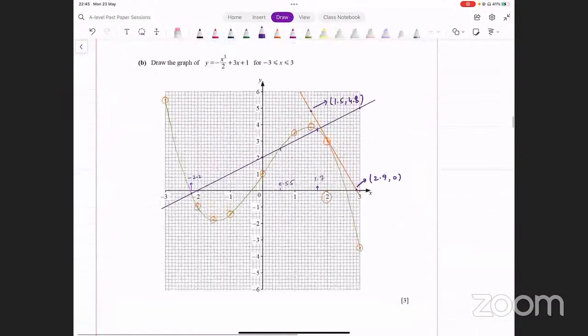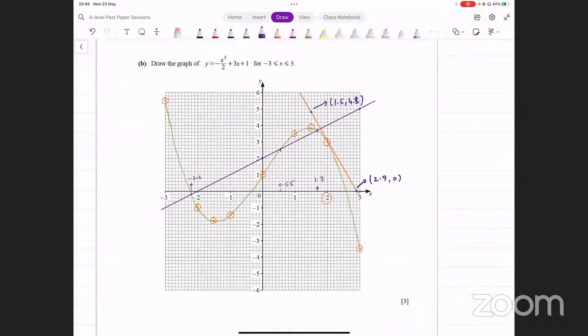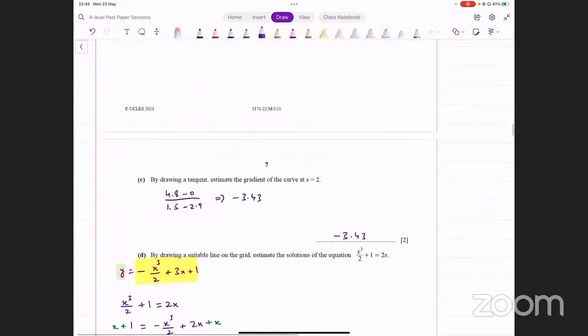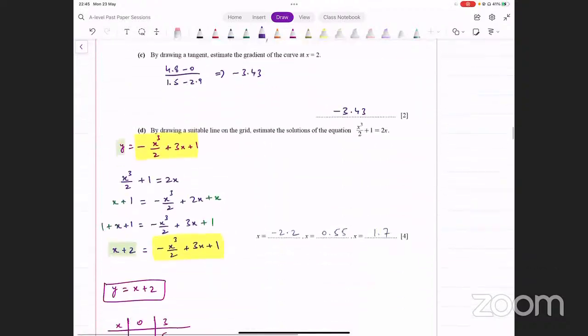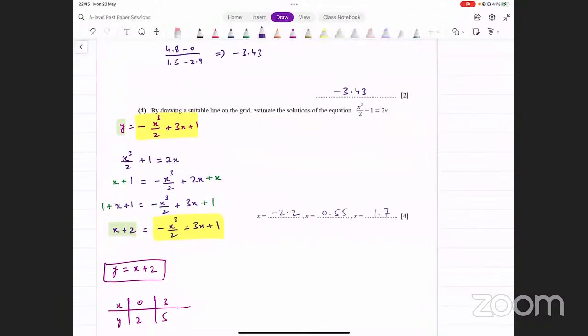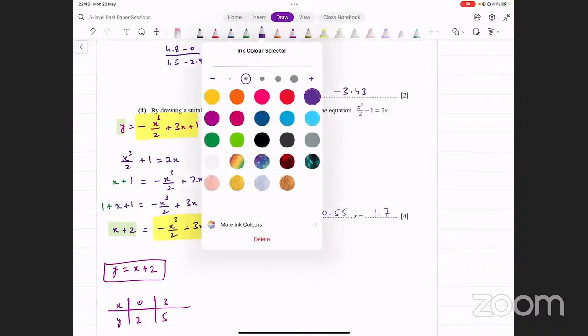Minus 2.2, 0.55, and 1.7. These are the 3 solutions that I have here. ये मेरे पास final answers हैं. Okay, so that's the graphs of functions वाला question here. That's what we had to do here. Okay, let's move on to the next one.